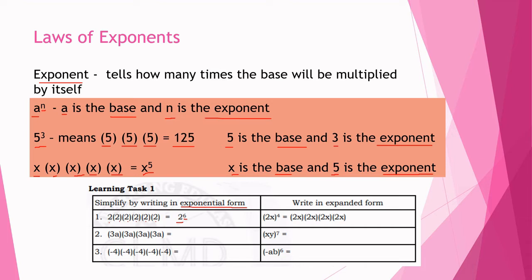Next, on the second column, you're going to write in expanded form. For example, the quantity of 2x raised to the 4th power. So, meaning, imumultiply mo ng 4 na beses ang 2x. So, 2x times 2x times 2x times 2x. Okay? So, you do the rest of the numbers. That is for learning task number 1.